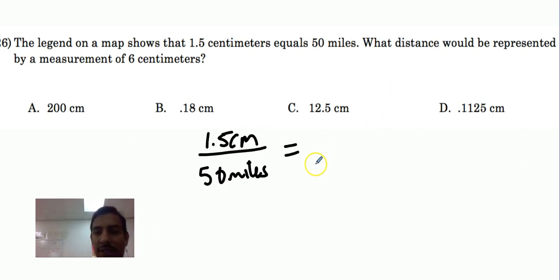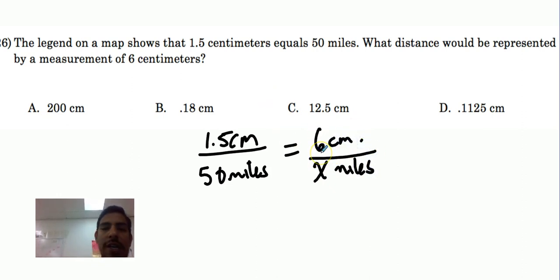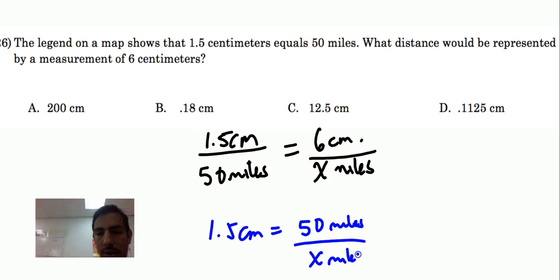Okay, so what distance? Distance is miles, so I need to know how many miles I'm going to have for 6 centimeters. Now, before I solve this, I just want you to know that a different way you could have done this is actually read this literally as 1.5 centimeters is equal to 50 miles. And then we want to know what distance, so that's going to be x miles, will be represented by a measurement of 6 centimeters. These two are the same exact problem. So if you solved either one of these, you would get the right answer.